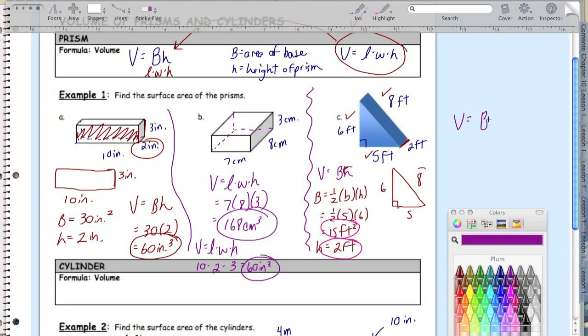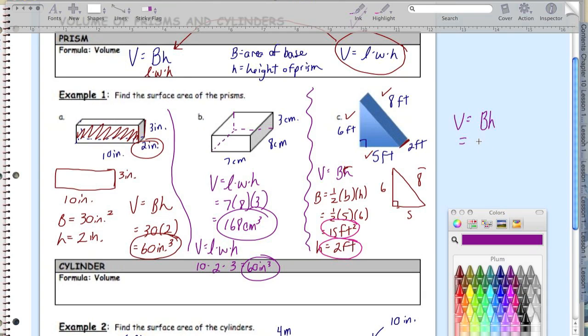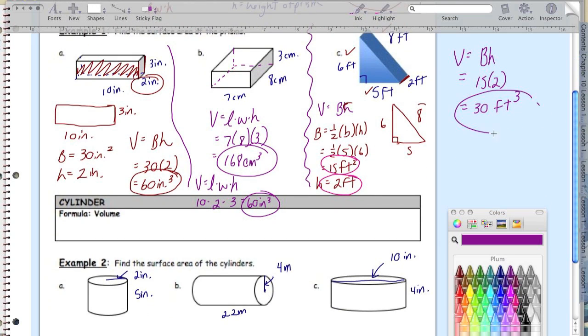Volume is equal to capital B times h. Capital B is 15, h is 2. When I multiply, I get 30 feet squared. Oh, I'm sorry. I just told you we're doing volume. It has to be capital B is 15 feet squared. We found that right here. My h, my height of this prism, is 2 feet. 15 times 2 is 30, and because it's volume, I have to label it feet cubed. It has to be feet cubed. Okay, nice job.